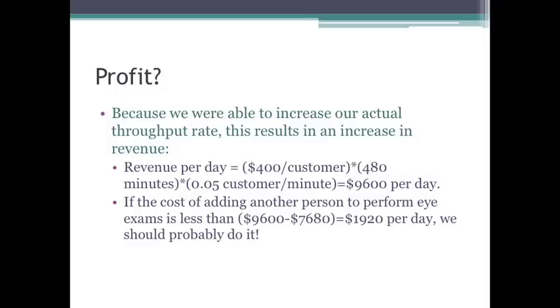That said, before we get that far, let's tally up the profit. Let's see how much this improvement to our process actually makes things better. Well, if our new throughput rate is now 0.05 customers a minute, that means that we're generating $9,600 revenue per day. So, if the cost of adding another person to perform an eye exam is less than $1,920 per day, $9,600 minus $70,680, then it's probably a good idea. We should probably get it done.